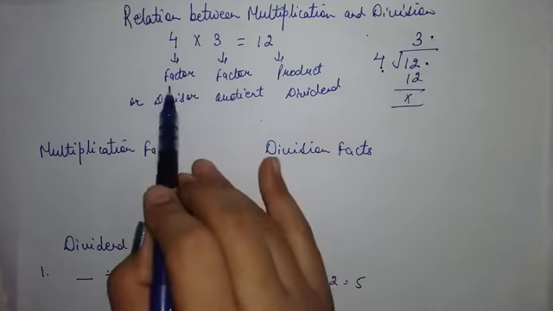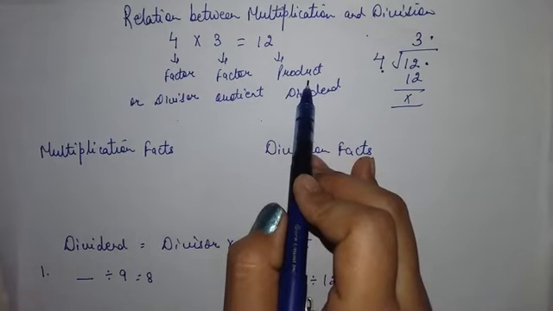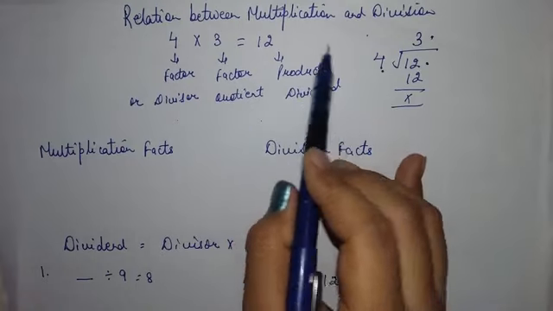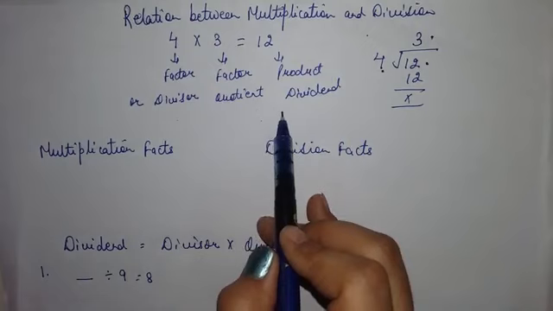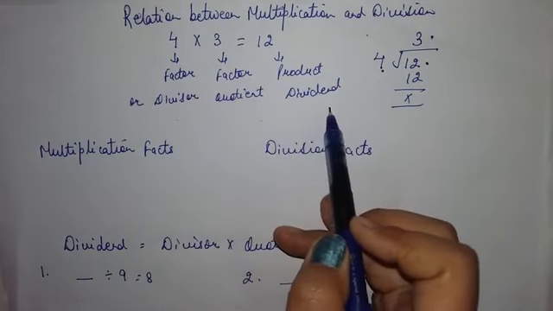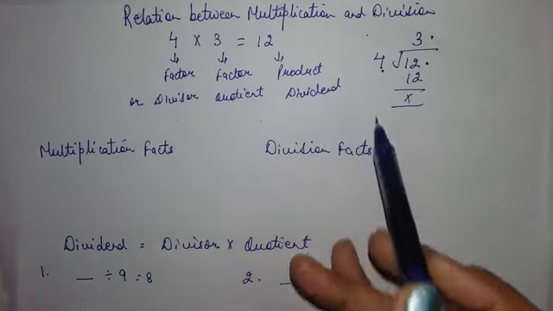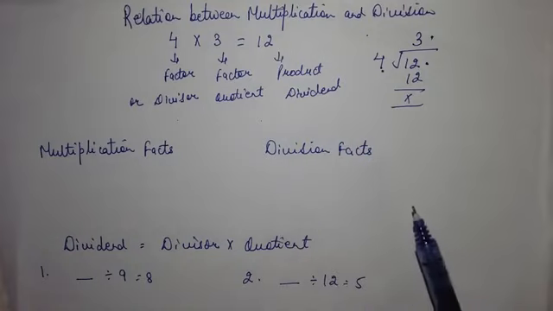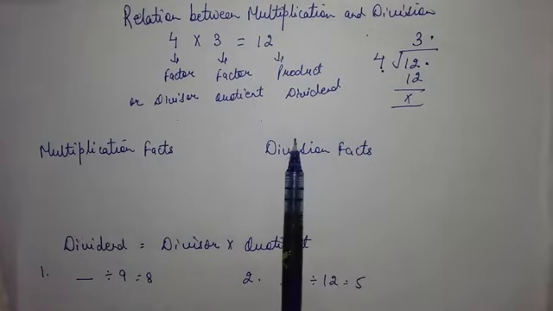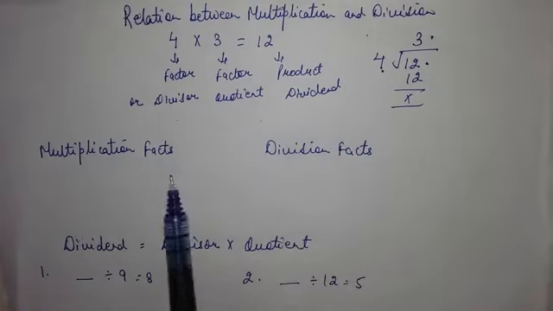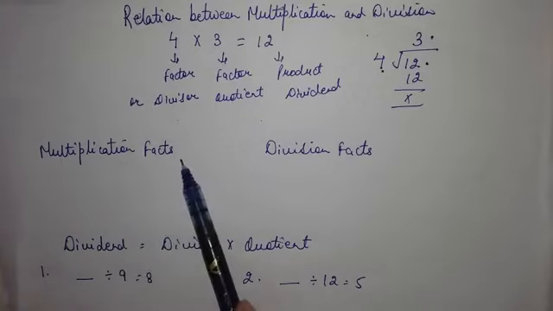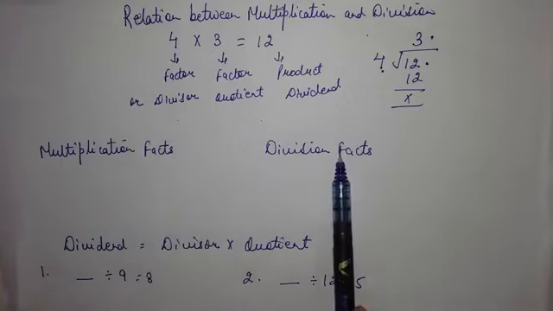So whenever you multiply two factors, you get a product, and from that you can derive a division statement also. So multiplication and division are inverse operations. Let us take one more example on it. Here it is written multiplication facts and here are division facts.